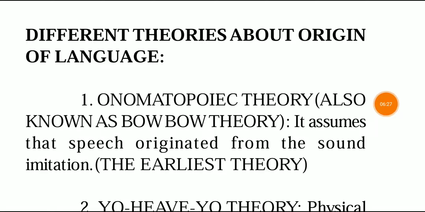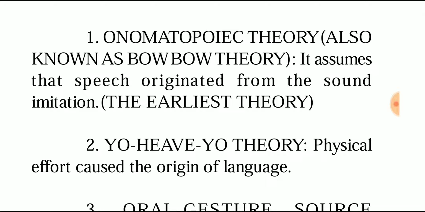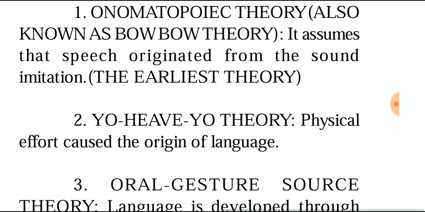Here are some different theories about the origin of language. First one is onomatopoeic theory, also known as Bow-wow theory. It assumes that speech originated from sound imitation. It was the earliest theory. Second one is Yo-he-yo theory. Physical effort caused the origin of language.